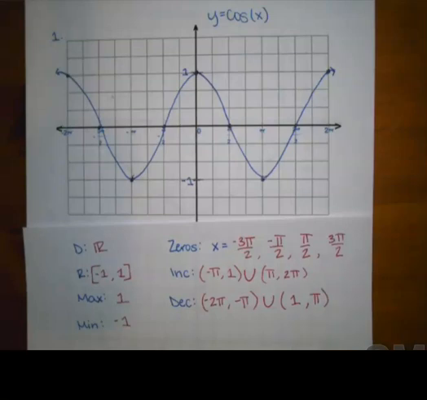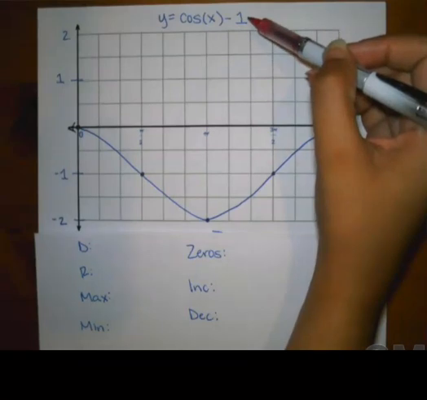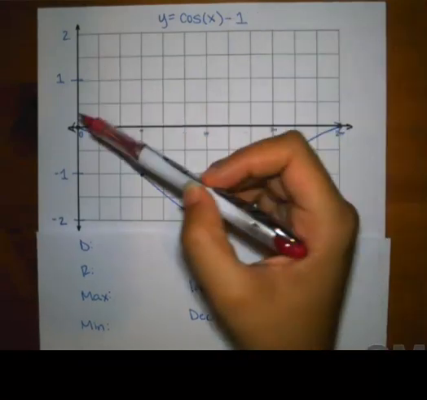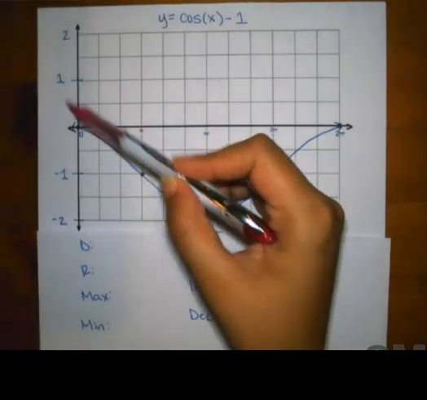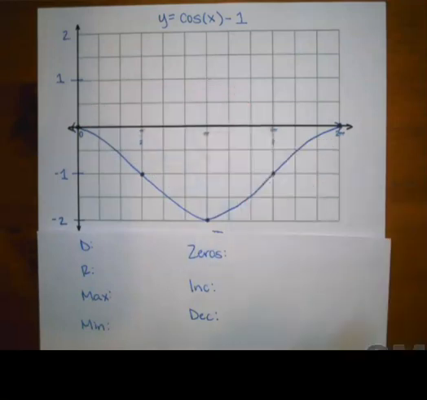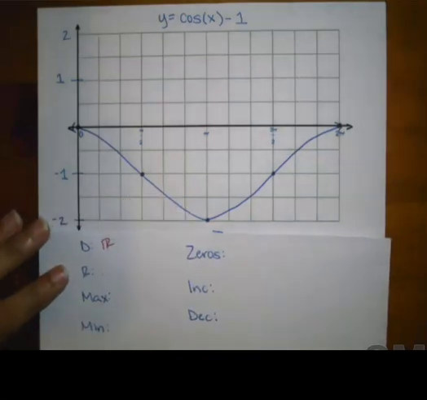So now let's look at the cosine graph when it has been shifted. Y equals cosine of x minus 1. So this -1 means our graph was shifted 1 unit down. So instead of our y-intercept being at 1 like it normally is for cosine, it's at 0. So our domain for this one is still all real numbers. We've not done anything to affect our domain.